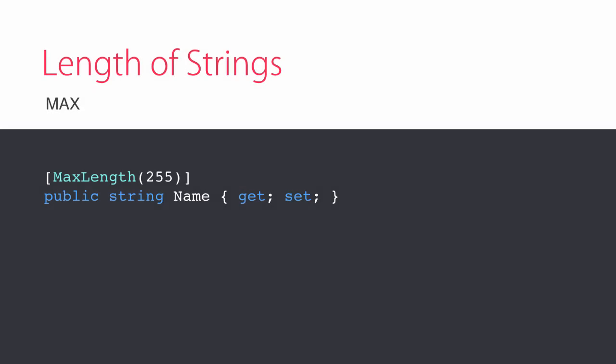Next, length of strings. If you have a string property, Entity Framework assumes your database column is of type nvarchar(max). If you want to change the length of your column, you should use the MaxLength attribute. So here we are limiting the length of Name to 255 characters. Again, similar to nulls, this does not stop you from assigning a longer string to the Name property in your code. It's just going to cause a runtime exception.